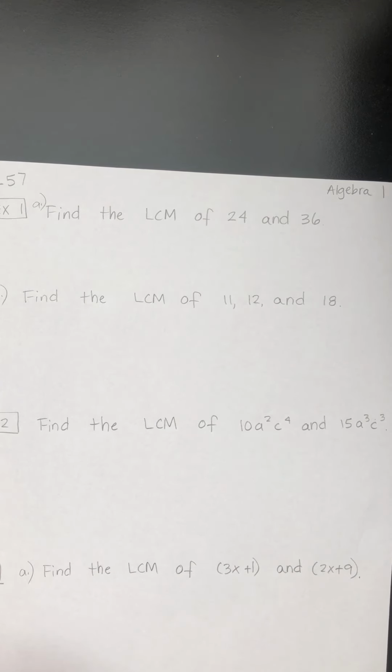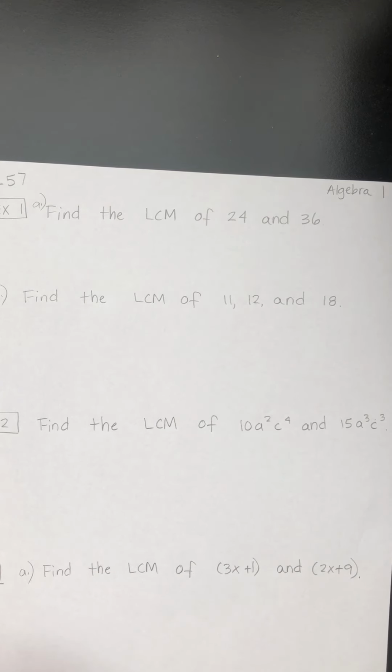2 times 2 is 4. 4 times 2 is 8. 8 times 3 is 24. 24 times 3 is 72. So that's our least common multiple of 24 and 36. Now we have to find the least common multiple of 11, 12, and 18.